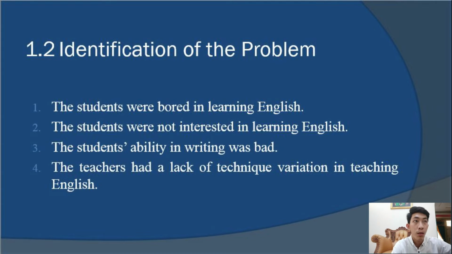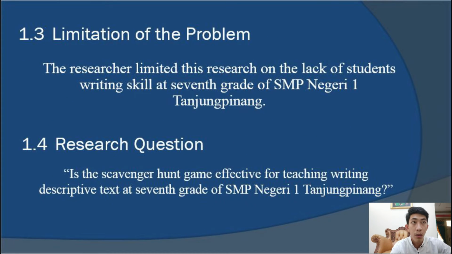Now we move to 1.2, identification of the problem. There are 4 identifications. The first one is the students were bored in learning English. The second is the students were not interested in learning English. The third point is the students' ability in writing was bad. The fourth point is the teacher had a lack of technique variation in teaching English. Now let's take a look at 1.3, limitation of the problem. I limited this research on the lack of students' writing skill at 7th grade of SMP Negeri 1 Tanjung Pinang.